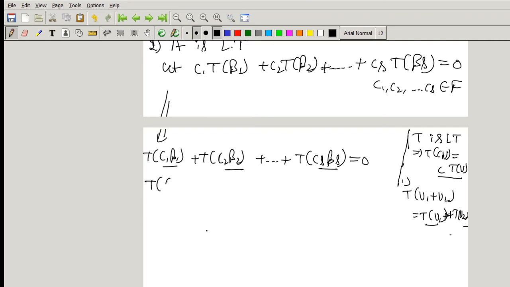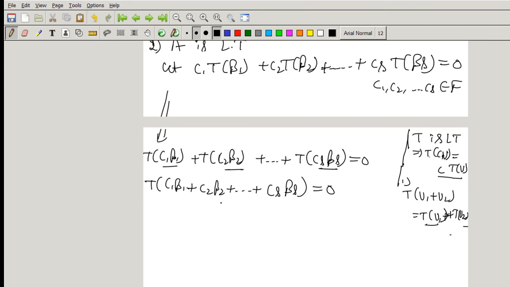This is nothing but T of (c1 β1 + c2 β2 + ... + cs βs) = 0. Because T is a linear transformation, T of (v1 + v2) can be written as T of v1 plus T of v2. This can be extended to n elements or s elements.